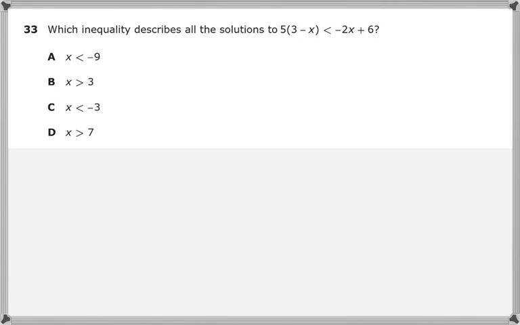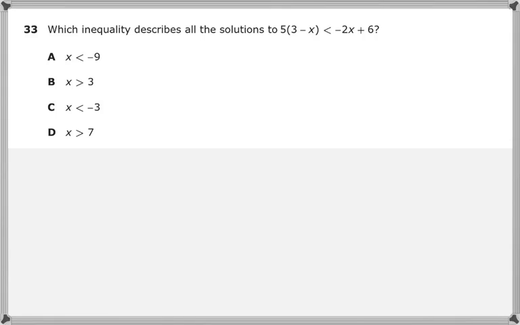Let's take a look at question number 33 from the May 2016 release version of the Algebra 1 STAAR test. Okay, so what we have here is an inequality in a single variable that we need to solve. The variable is x. Let's go through how to do it without a calculator, and then I'll show you a technique you can use with the calculator.